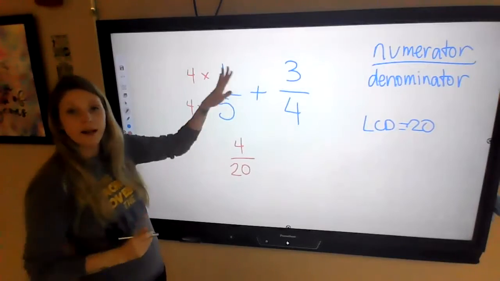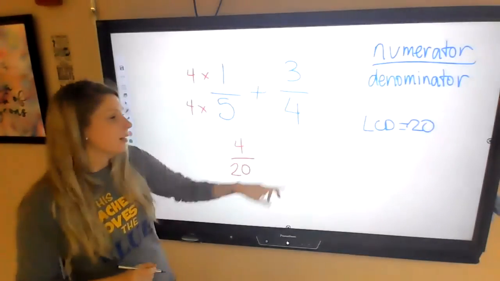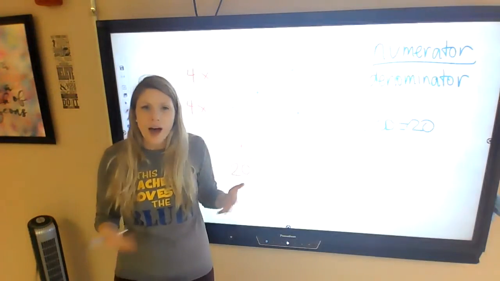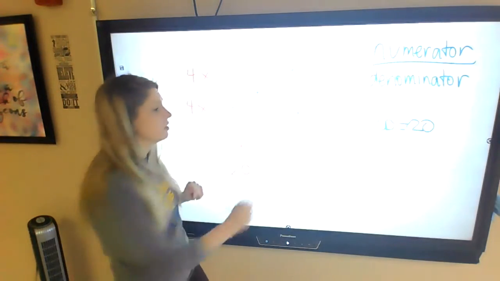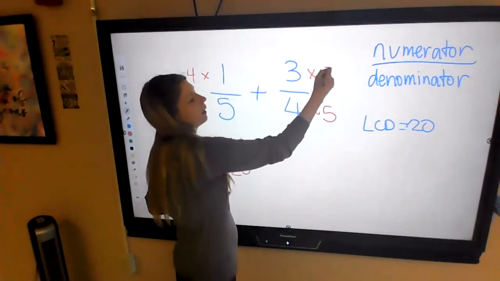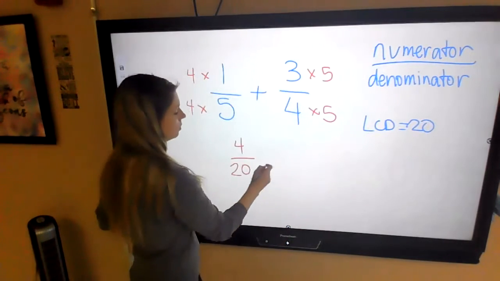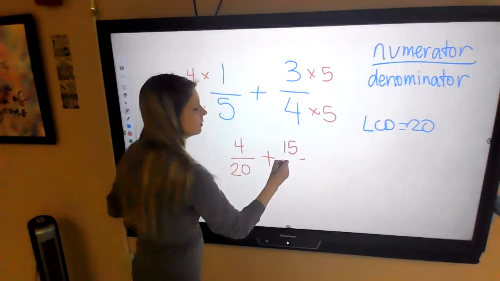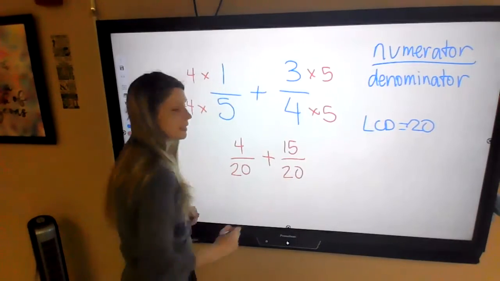Okay, now we have to look at this fraction separately. We start here at the denominator. How do we turn 4 into 20? We do that by multiplying it by 5. So if we multiply 4 times 5, we also have to multiply 3 times 5. So now, 3 times 5, that's 15. And we know 4 times 5 is 20.